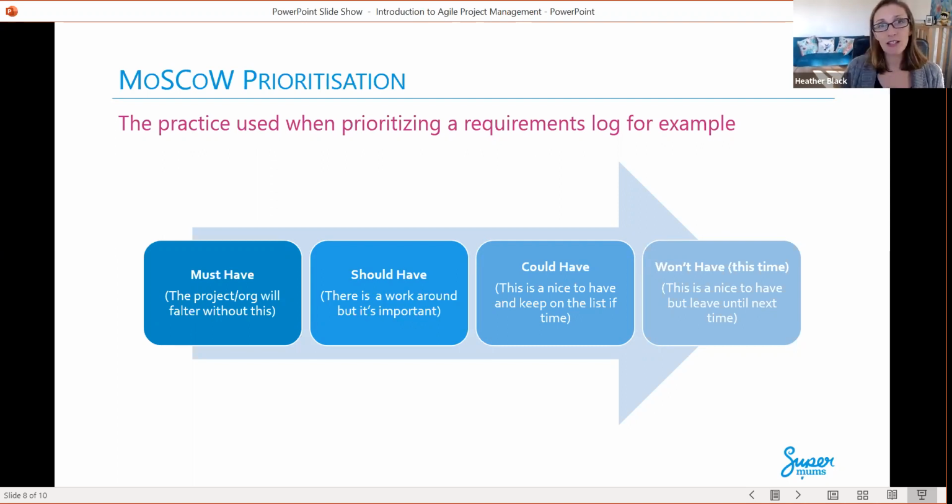And then you've got the things that drop down the list, like the could-haves and the won't-haves this time. So being able to, as I say, hold those conversations, help people understand how to prioritize effectively, and then agree which features you're going to move ahead with that can be delivered within the budget and time frame they've talked about.